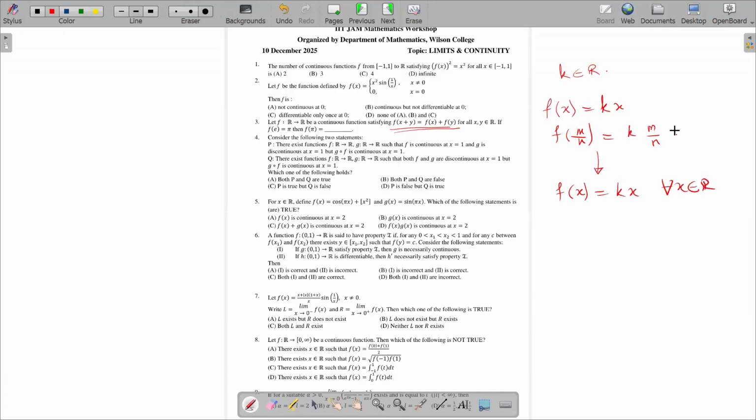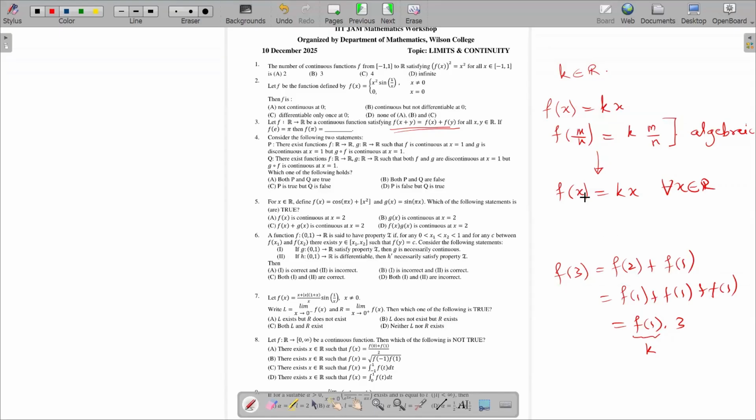This much of the work is algebraic work, because you just have to use this. So if I want to write f of 3, then I can write it as f of 2 plus f of 1, that is f of 1 plus f of 1 plus f of 1. So that is f of 1 times 3. So the role of k is played by f of 1, actually. So f of 3 is k times 3, where k is f of 1. This is all algebraic steps.